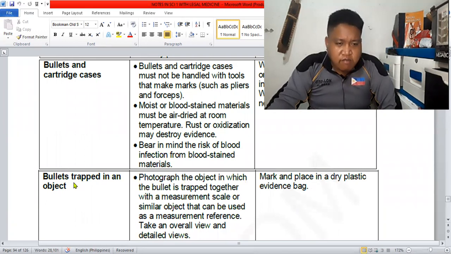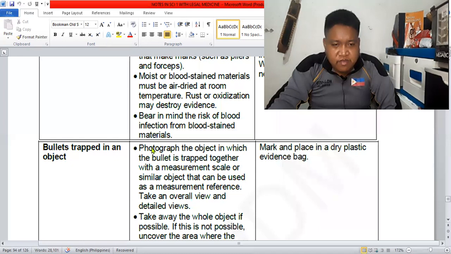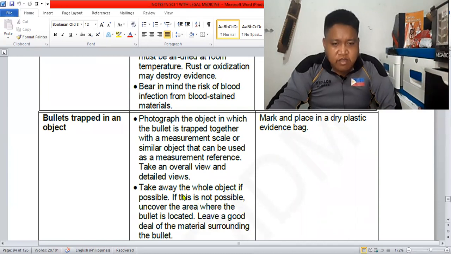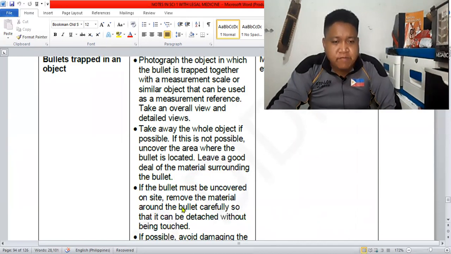Bullet trapped in an object. Yan, yung mga na-trap sa isang object. Photograph the object in which the bullet is trapped together. Yan. Take away the whole object if possible and mark and place in a dry plastic.